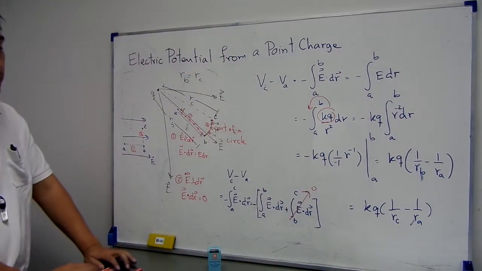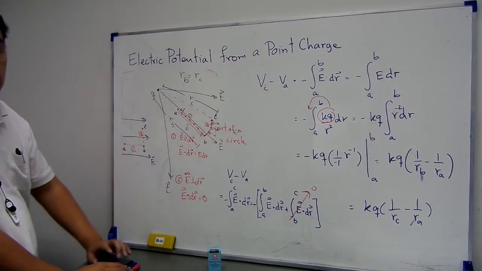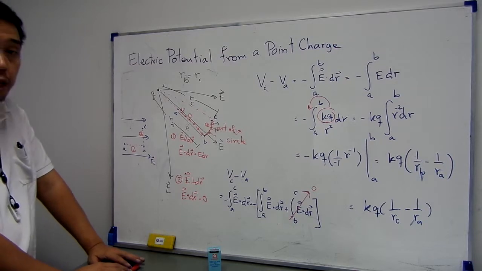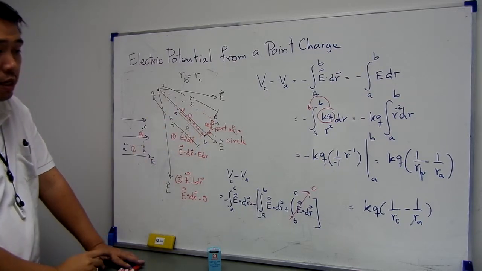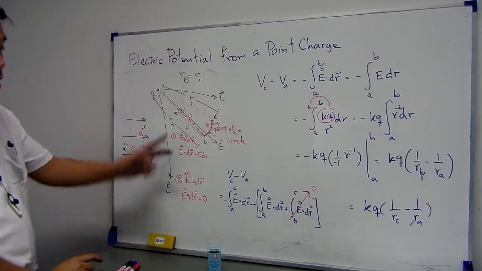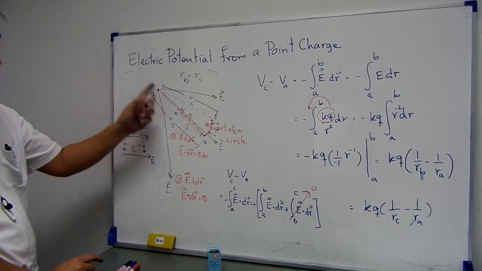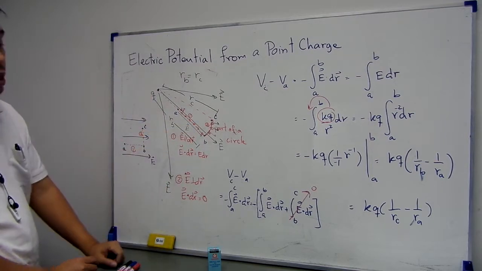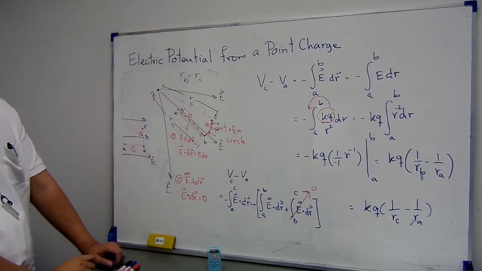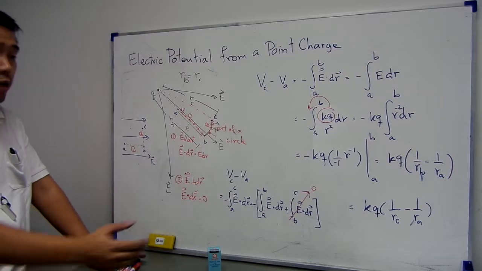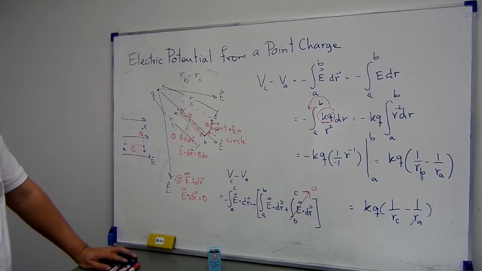This is very interesting. You can see that the potential difference between the two points A and C depends only on the radial distance from the point charge to A and C. It does not depend on the direction. It means that it does not matter whether A and C are along the radial direction or not. It depends only on the radial distance from the point charge to the point that we are interested in. So we have in general this expression for the electric potential difference.